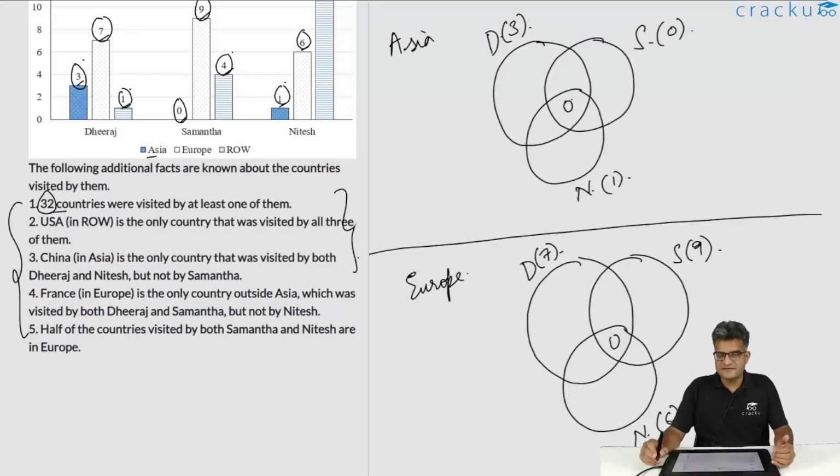We know that Samantha visited no country in Asia, so this will be 0, which is the overlap of Dheeraj and Samantha. This will be 0, which is the number of countries that only Samantha visited. And this is 0, which is the number of countries that Samantha and Nitesh visited, but not Dheeraj.